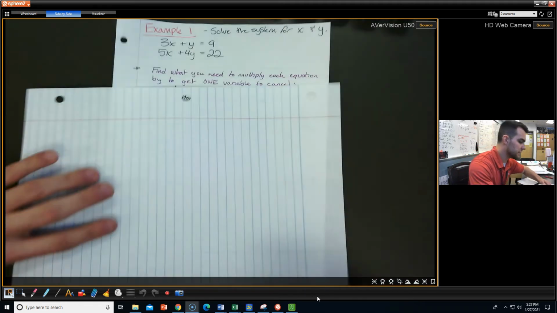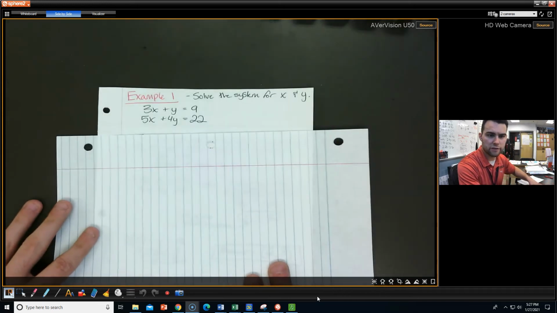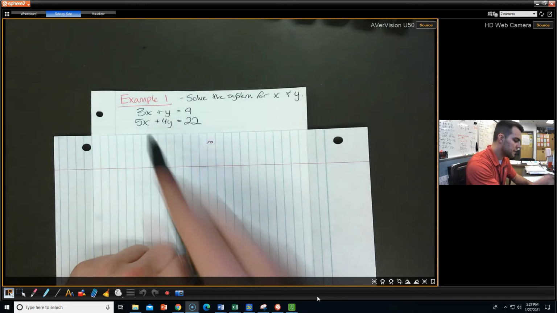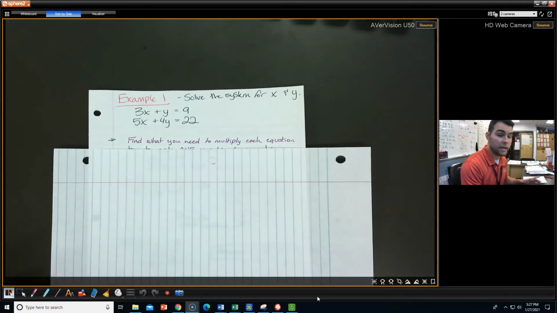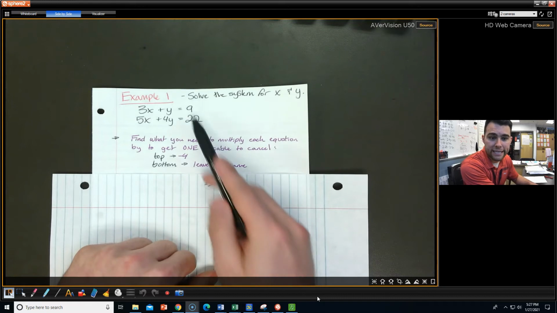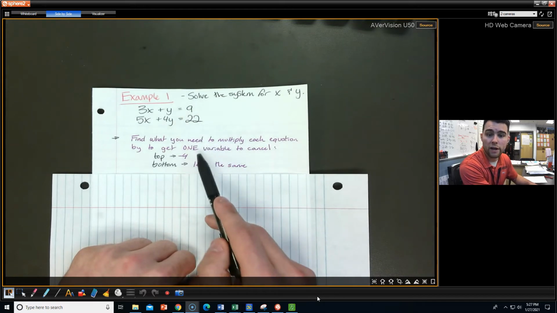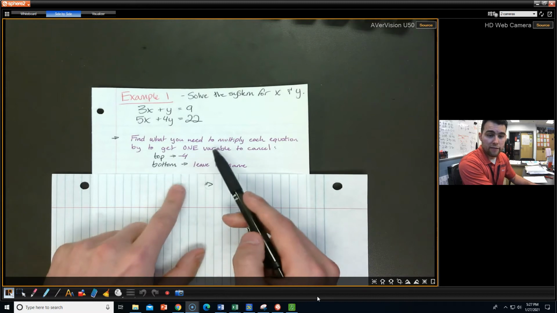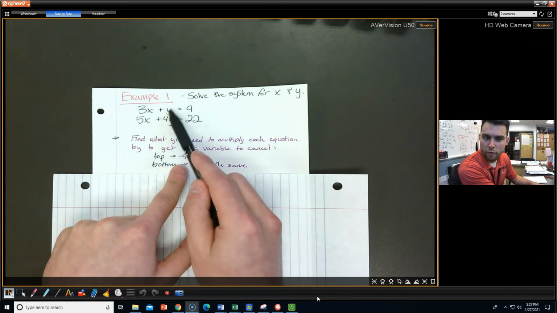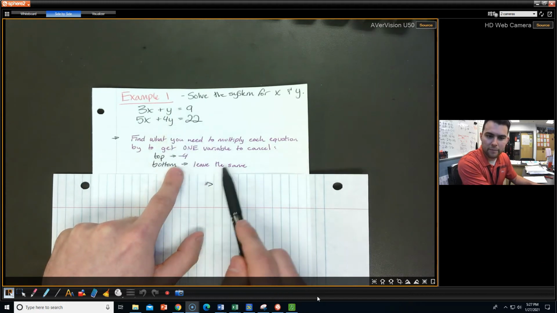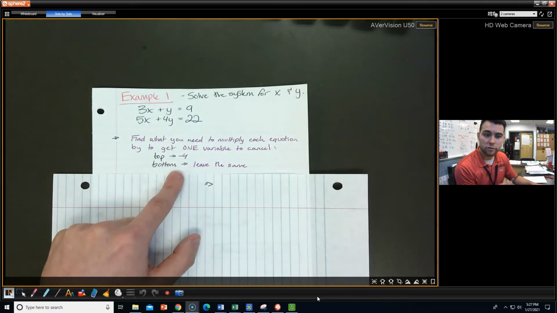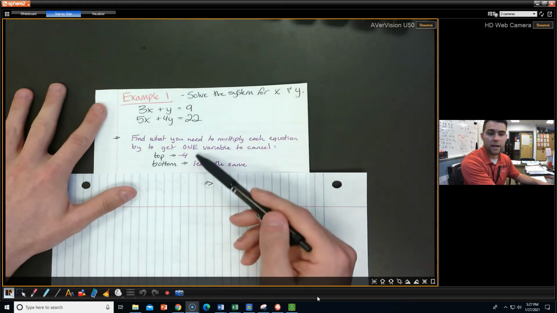Let's see some examples and get these under our belt. In this first example, we're going to solve this system for x and y: 3x plus y equals 9, and 5x plus 4y equals 22. I have to think, what can I multiply by? I need to find out what I can multiply each equation by to get one variable to cancel. If I multiply the top by negative 4, I'm going to make this a negative 4y, and if I leave the bottom the same, negative 4y plus 4y would cancel, and that would work out. So that's what I'm going to multiply my top equation by: negative 4.